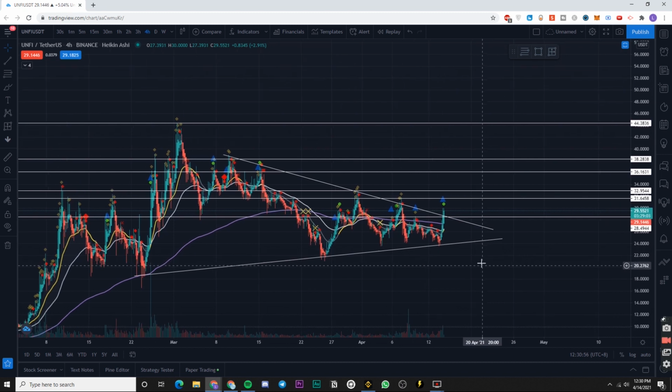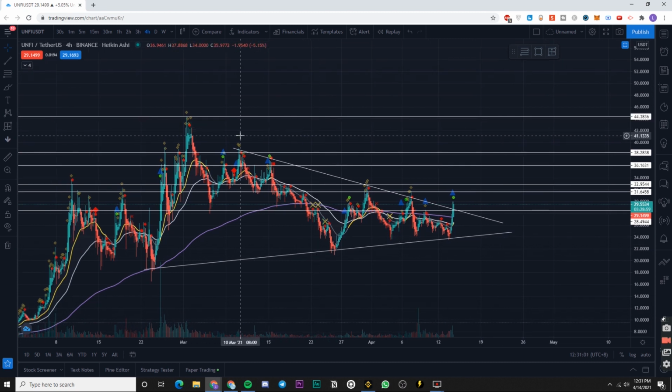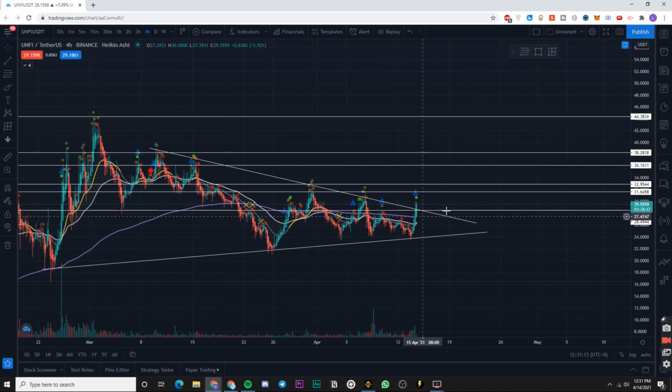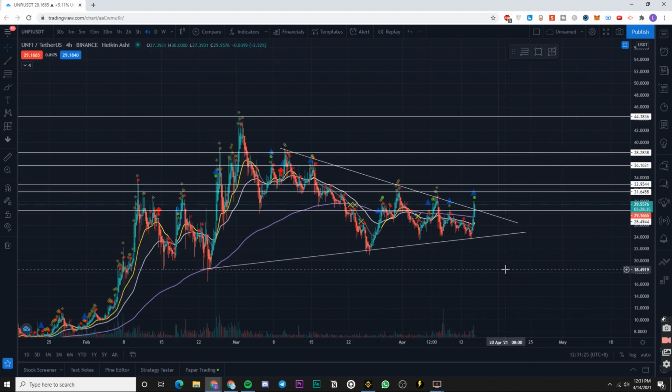Now, without any further ado, let's just jump right into it. So right away, on the 4-hourly chart, we can see here there is a massive falling wedge. So usually a falling wedge breaks to the upside, and at the moment in real time right now it's trying to break out.